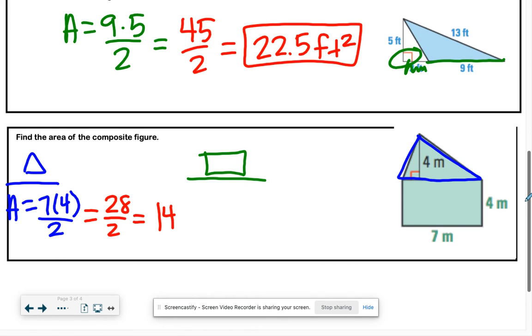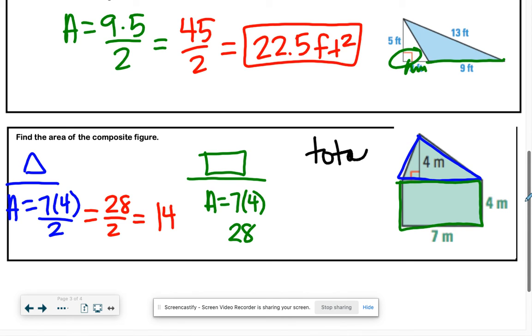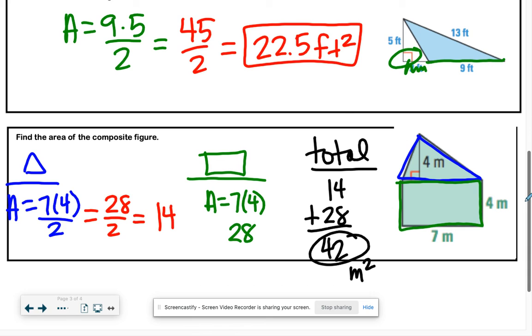Then if we focus on our rectangle, it's not a square, what is our base and height of this rectangle? 7 and 4. 7 times 4, we already said was 28. Now we can add them up. 42. That is correct. I guess meters squared.